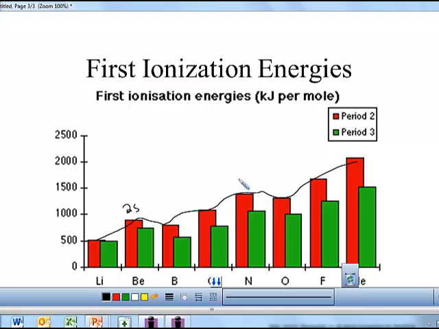Same with nitrogen here. This is a half full 2p sublevel. That's a fairly stable situation. Remember how we talked about half full sublevels being pretty stable. So that's why we get this little blip here. Otherwise, this will just keep going up and up and up. But overall, the trend is to increase as you go across periods.